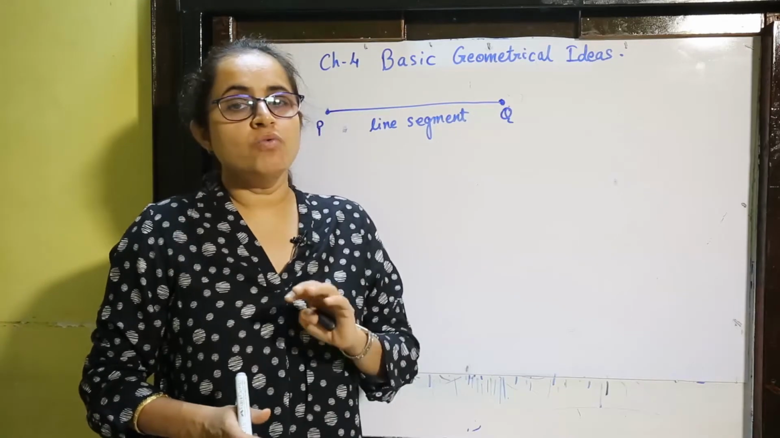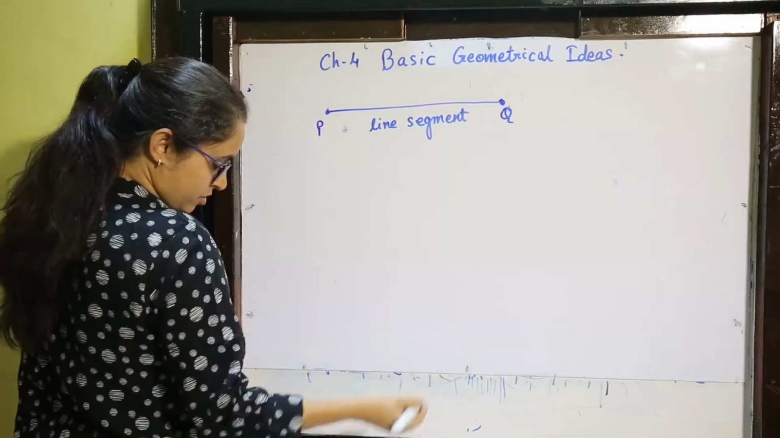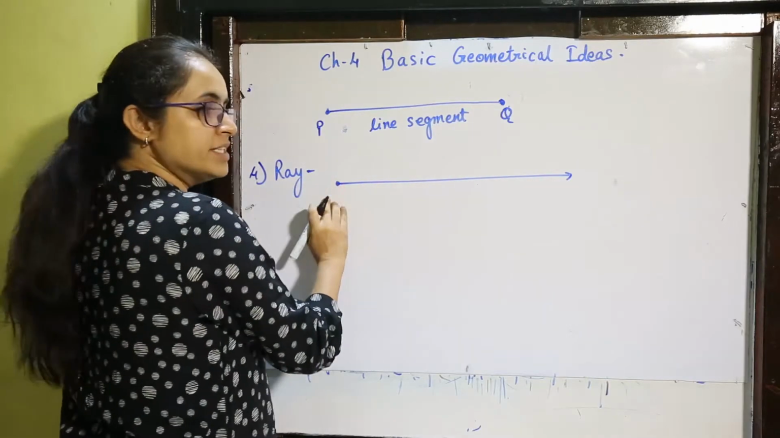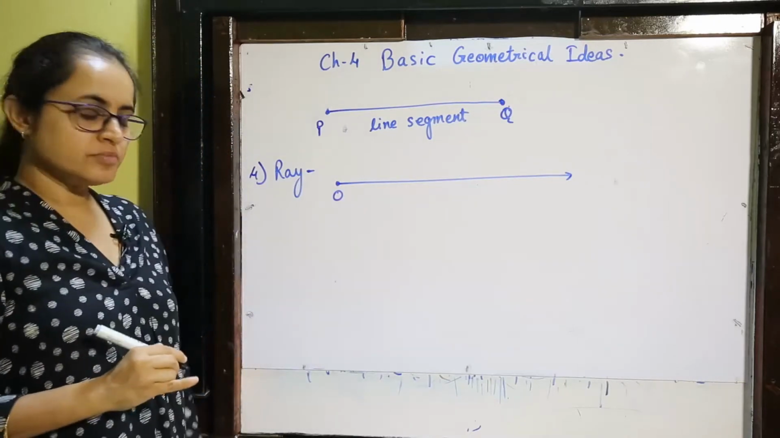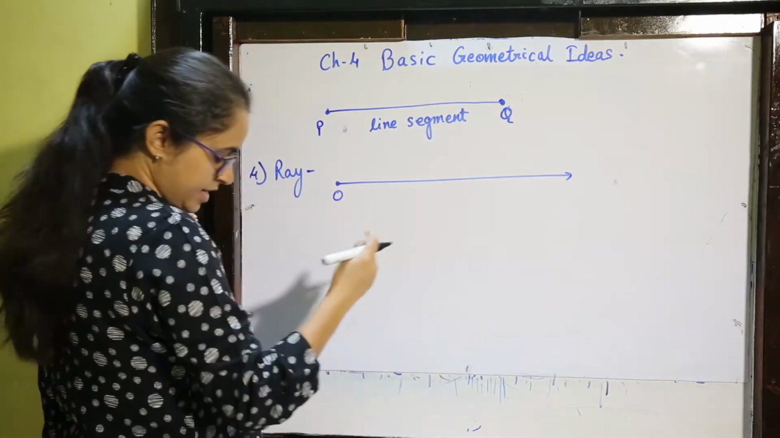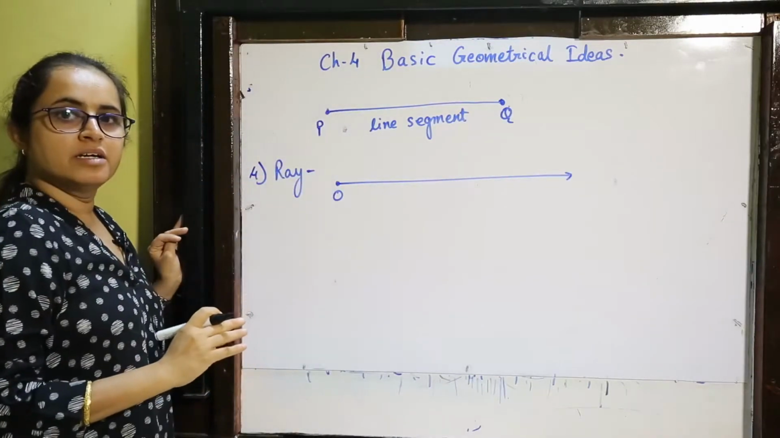Okay. Now we move on to ray. The fourth concept is ray. Now, what is a ray? A ray has one origin point. So it starts from one point, but then it extends to another point. Suppose the origin is point O. So a ray has an origin point and then it extends to infinity on the other side.